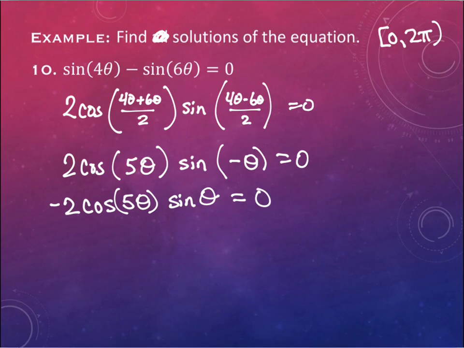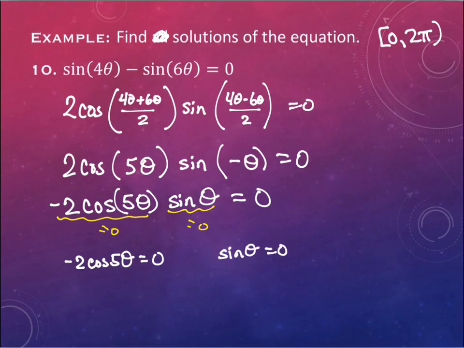Do you see the multiplication property of 0 again? Two things being multiplied, set equal to 0. All of this can be grouped together if you'd like, and all of this equals 0. So this is negative 2 cosine of 5 theta equals 0. And this is sine of theta is equal to 0.